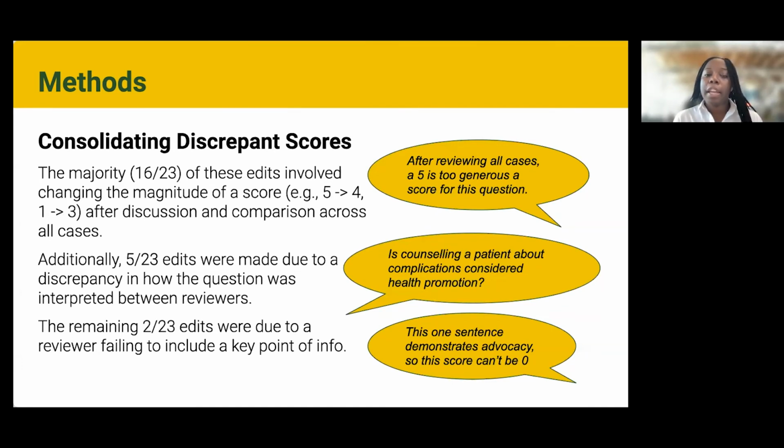Okay. The majority of our edits involved changing the scores from maybe a 5 to a 4, or changing a 1 to a 3. This was based on a discussion we had to determine if a score actually reflected the quality of that case. Then the additional 5 out of 23 edits were made because we had differences in interpreting the information that the case provided. The remaining 2 out of 23 edits were mostly due to the reviewers failing to include a key part of information provided in the case. I will be passing it on to Tom now.